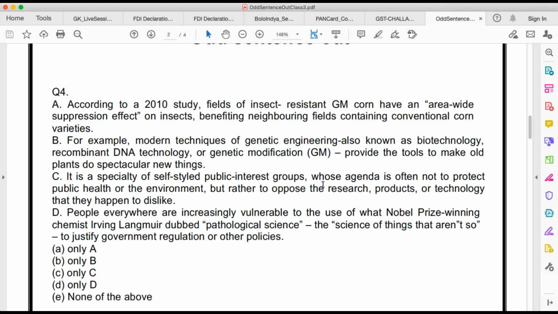No. A's theme is different. A is not talking about the new technologies or anything on those lines. Saloni, yes, they are talking about GM, but my B, C, and D are not talking about GM. GM is not their context. Their context is opposition of new modern techniques by the public interest group and suppression of these modern techniques because of unnecessary government regulation and policies.